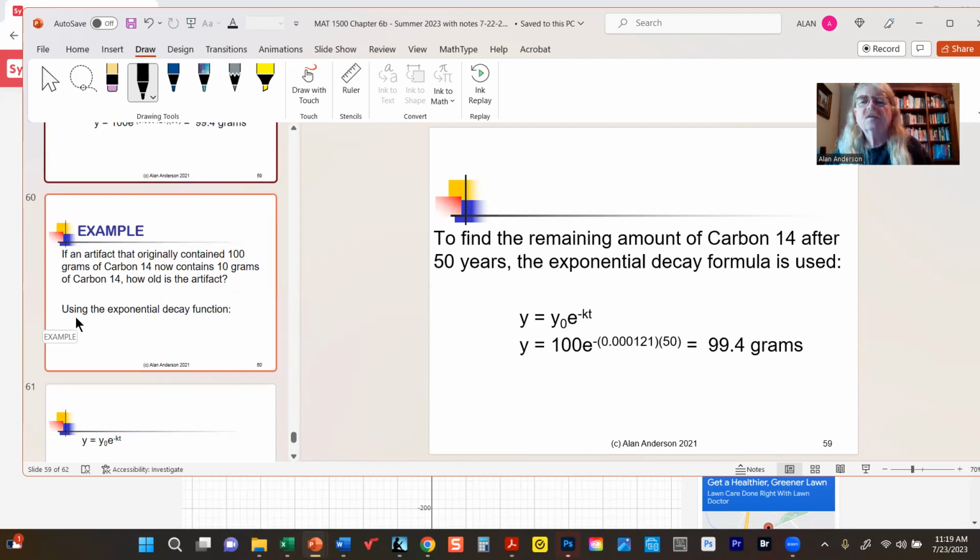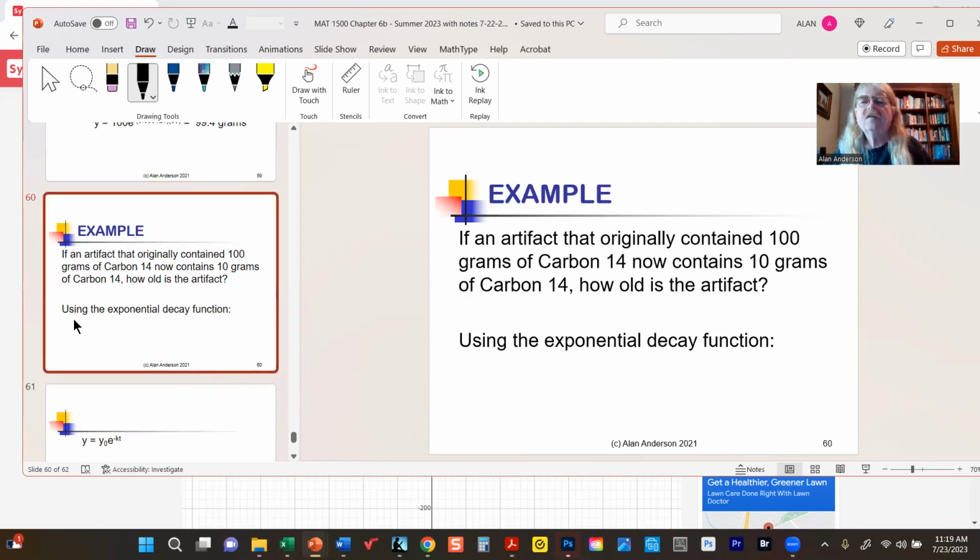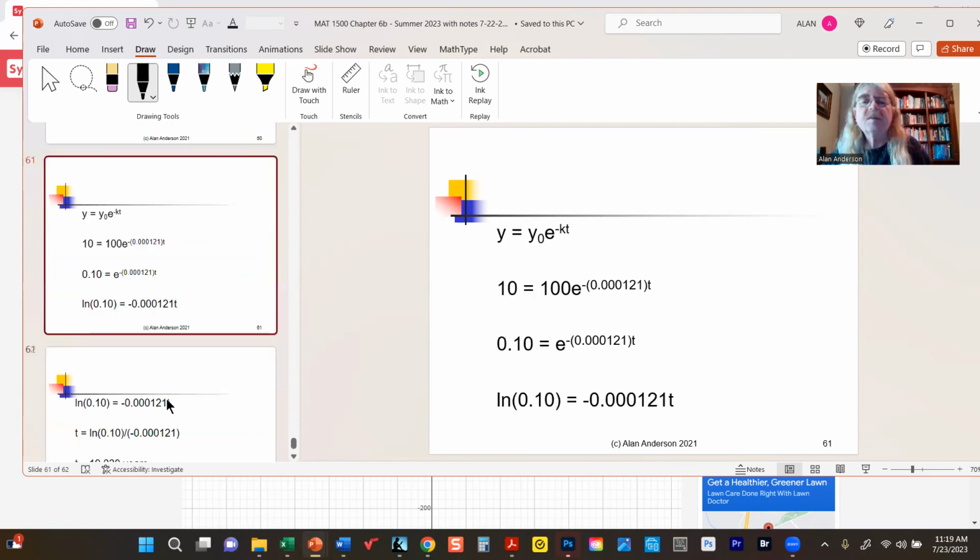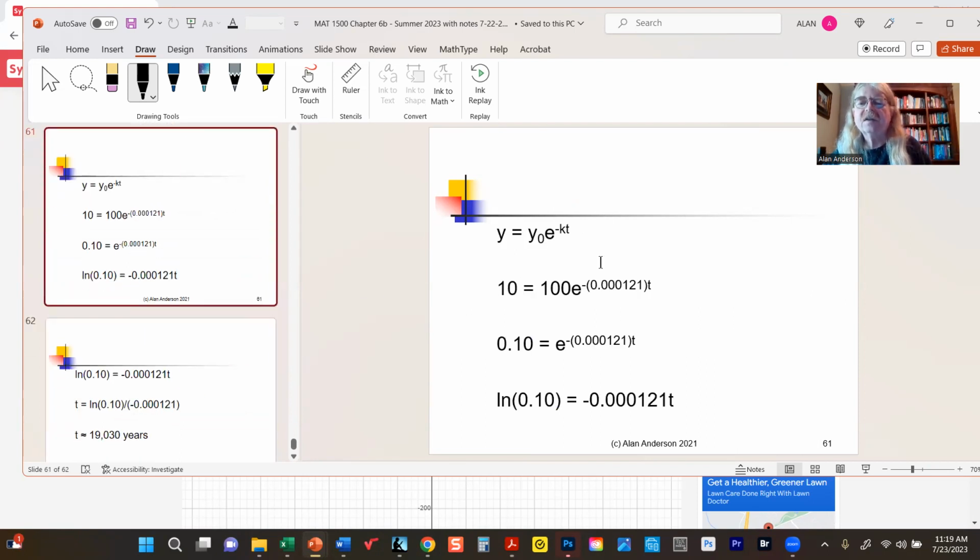Here's an interesting one. Let's say we have an artifact that originally contained 100 grams of carbon-14. It's now down to 10. How old is the artifact? Well, given the exponential rate of decay that we just calculated, we plug that in. So we start with 100.